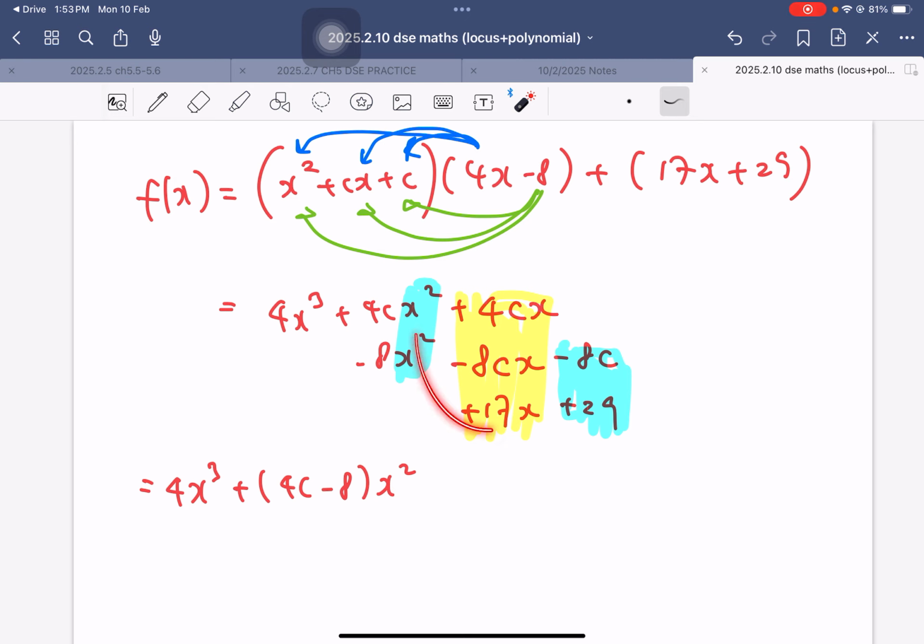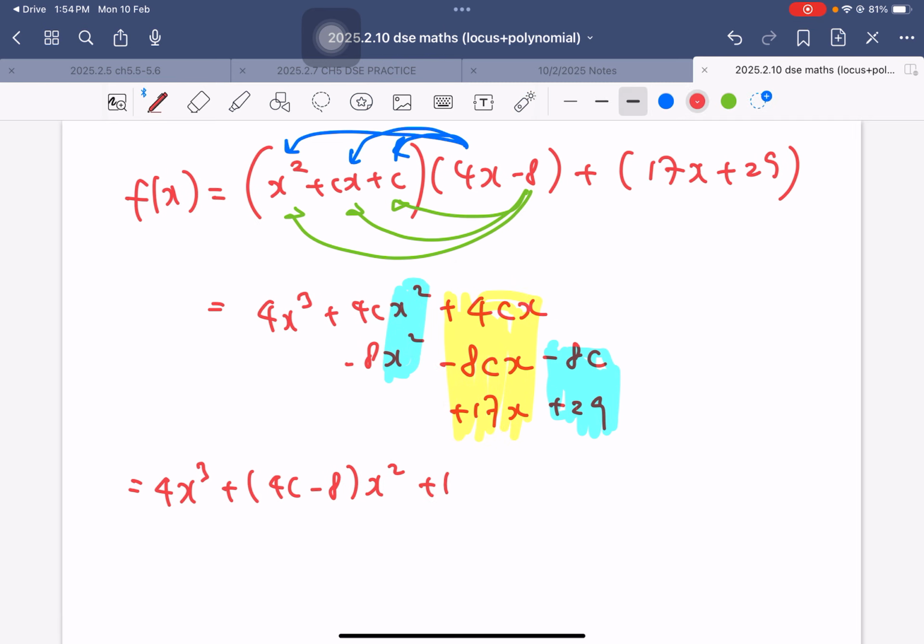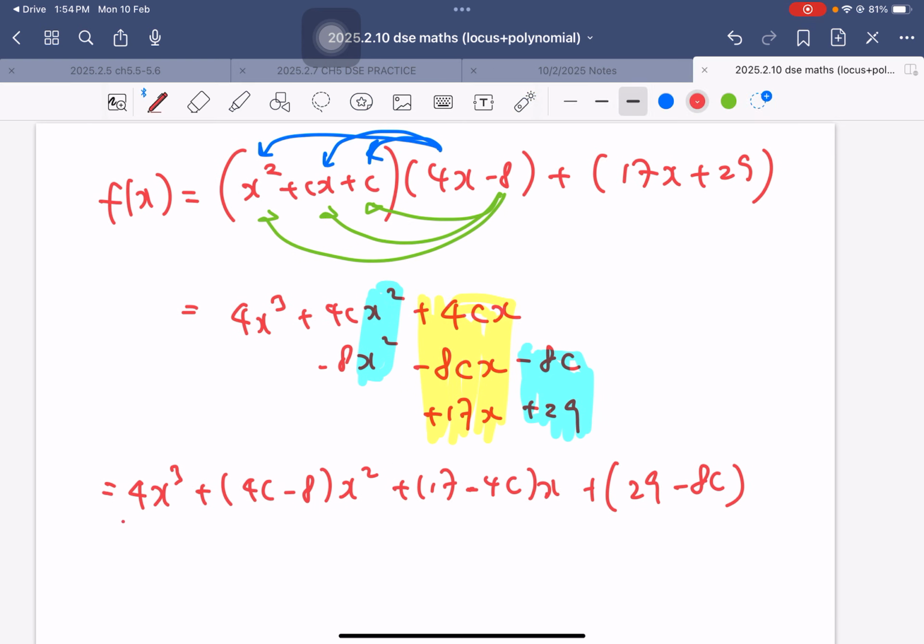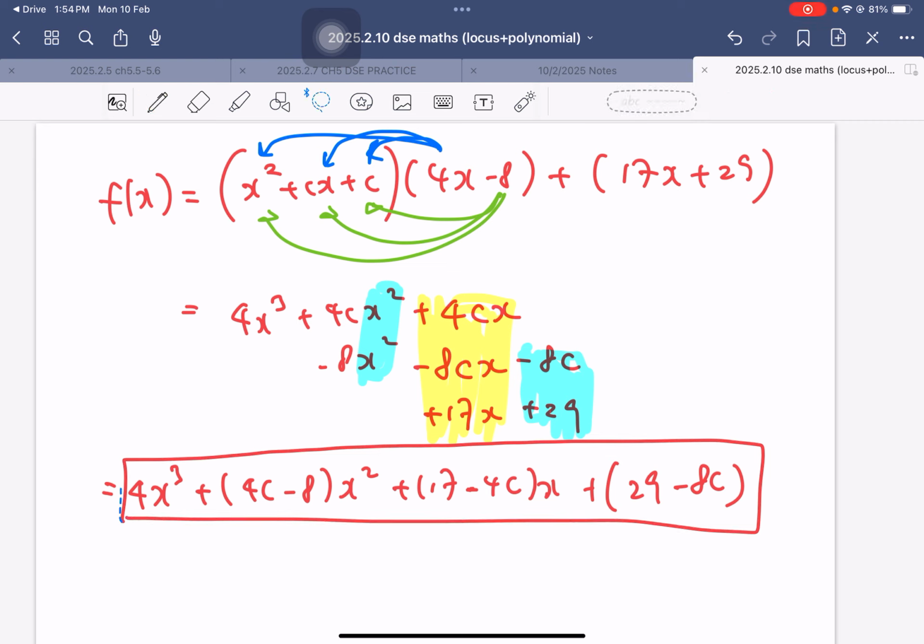And then I combine the yellow parts, then we have 4c minus 8c plus 17, but 4c minus 8c just gives you minus 4c. So 17 minus 4c, x. Then plus 29 minus 8c. If you can, you keep the positive at the front, it's easier for yourself. So now this is my final answer. After expanding, this is my f(x).